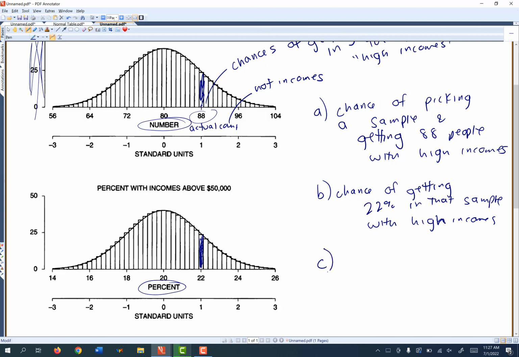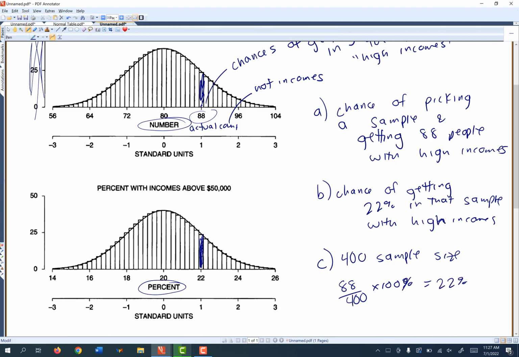And part C says, should that chance be the same and why? Now, if we go back, I think it didn't tell us exactly how many were in that sample, so you have to go back a few pages to figure out how many people are in the sample. If you go back a few pages, it told us our sample size was 400. And so if we do 88 people out of a sample size of 400 and times by 100% to make it a percentage, it does give us 22%.